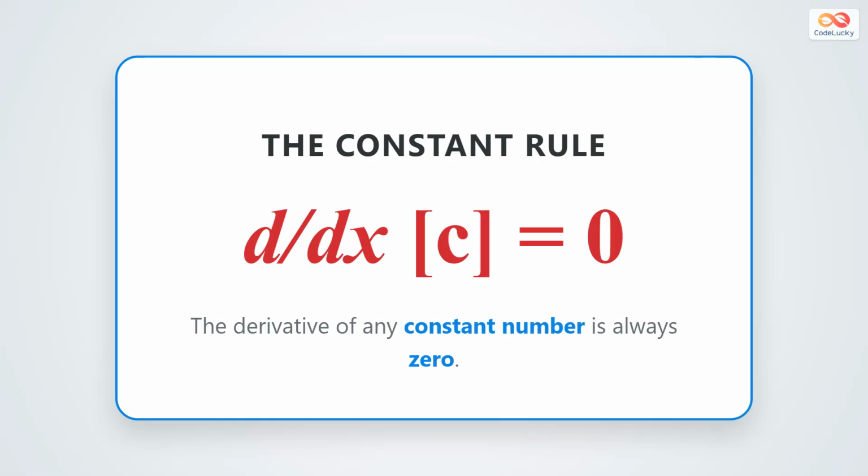This leads us directly to the constant rule. Since the derivative is the slope, and the slope of a constant function is 0, the derivative of any constant c with respect to x is always 0. In mathematical notation, we write d over dx of c equals 0.